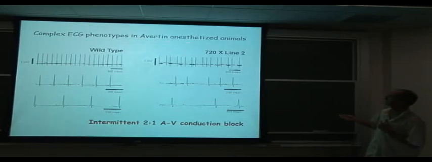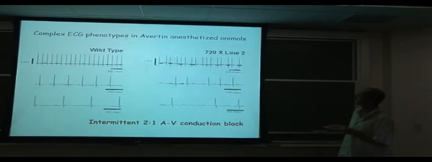We've looked at them in a virgin anesthetized animal and in telemetrized animals. These are recordings of ECGs from wild-type animals at different time scales. You see a normal-looking rhythm, and if you look at it at a fast time scale, you see the atrial beat, the QRS complex, and this kind of T wave that you see in mice.